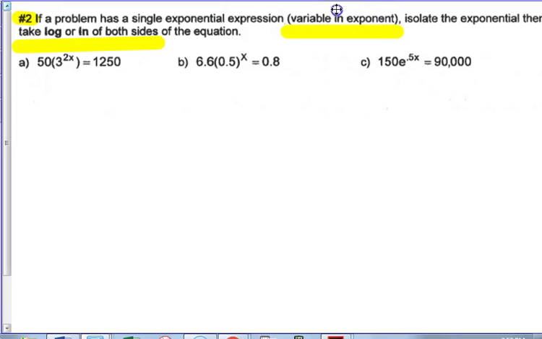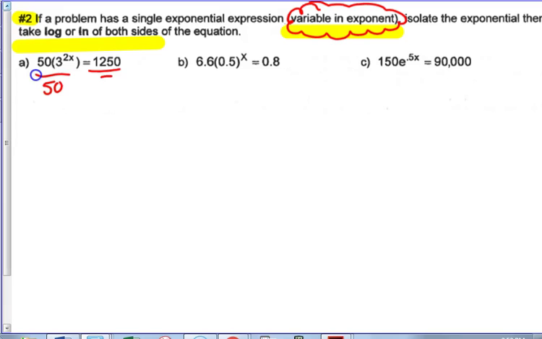These are the ones where you're going to worry about taking the log of both sides. What you're looking for is a variable and an exponent. If a problem has a single exponential expression, in other words, a variable and an exponent in one place, you isolate that term and then take the log of both sides. So be careful. You don't do the log right away on this one. What do you need to do first?